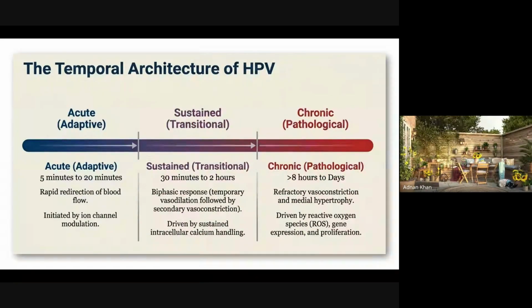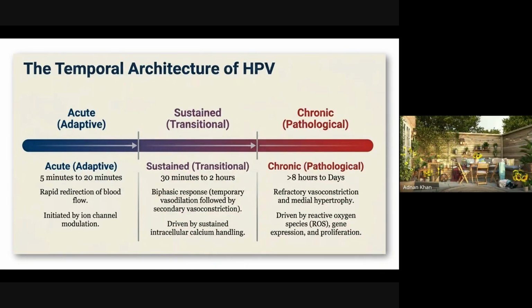Now the temporal architecture of hypoxic pulmonary vasoconstriction is a time-dependent process rather than a single event. During the acute phase, occurring within minutes, alveolar hypoxia triggers the inhibition of potassium channels, calcium influx and vasoconstriction. It can rapidly divert the blood toward the better ventilated alveoli. This is a protective mechanism, and we rely on HPV during one-lung ventilation.